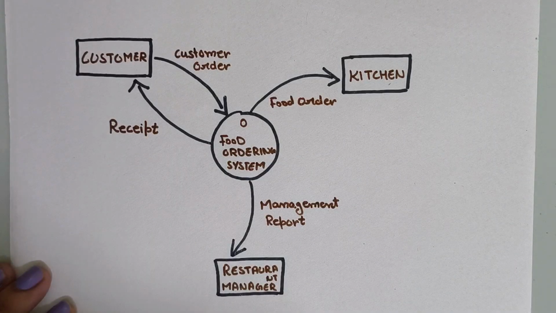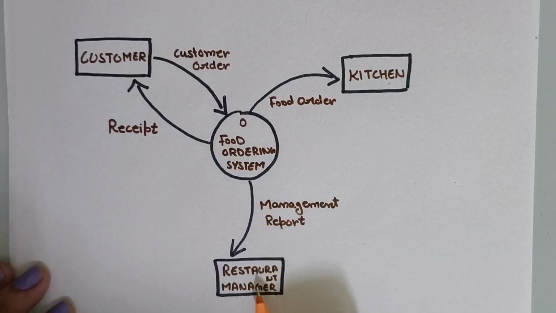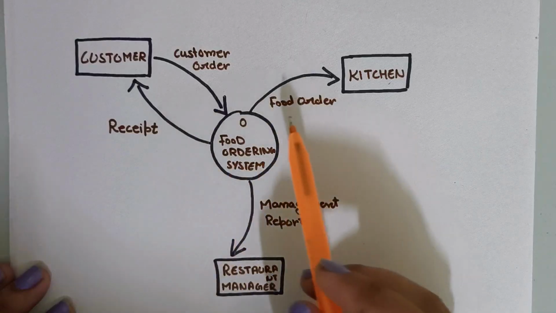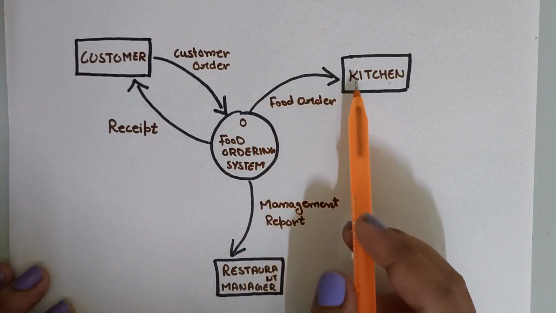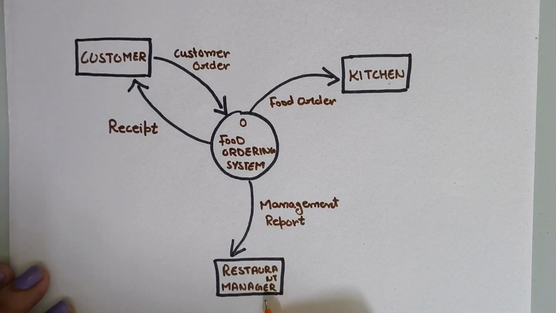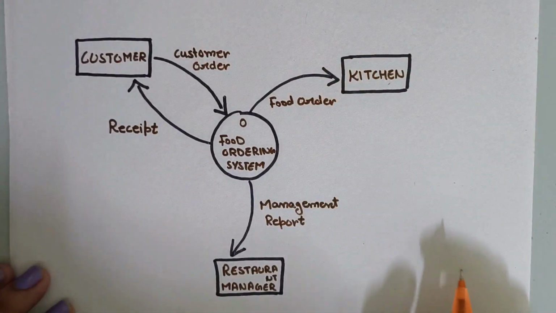Here is an example of a level 0 DFD, where customer, kitchen and restaurant manager are the entities, where the customer orders food and receives a receipt. In the process food ordering system, the output sends a food order to the kitchen and a management report to the restaurant manager. This is only the big picture of input and output.